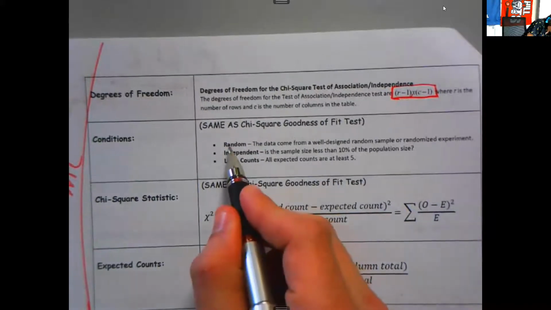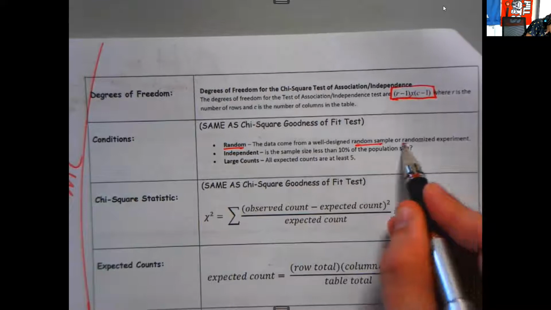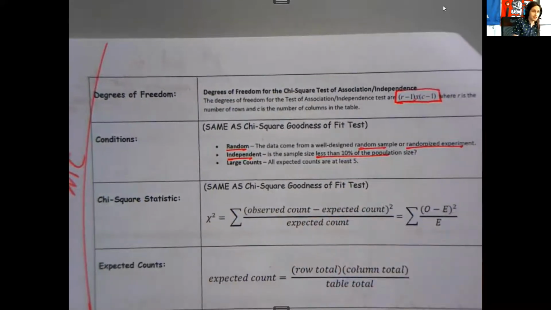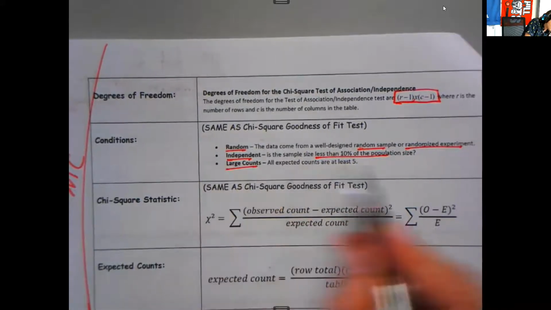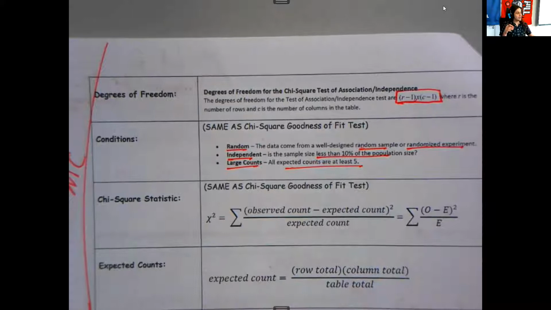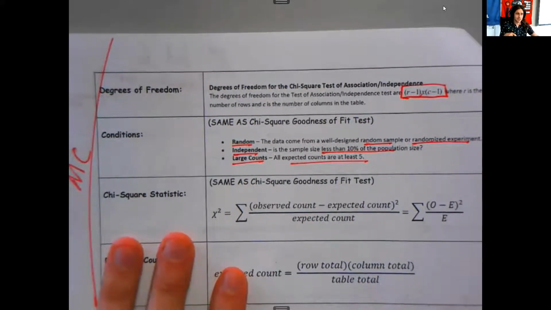Good, that's good. Random: either a random sample or a randomized experiment. Independence: we still have our 10% of the population size condition. And once again, large counts: our expected counts are at least 5. Fine. Chi-square statistic is calculated in the same way.